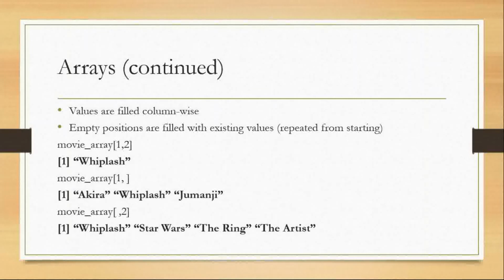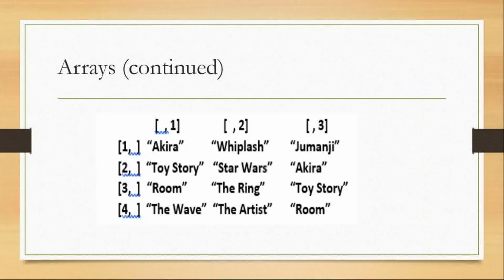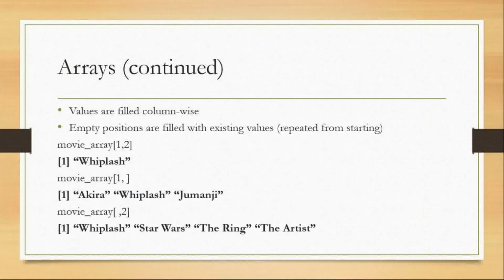We can also access values in specific positions. So movie array of 1, 2 returns the value in the position first row and second column. In the first row we have Akira, Whiplash and Jumanji, and in the second column we have Whiplash. Hence Whiplash is displayed as output.